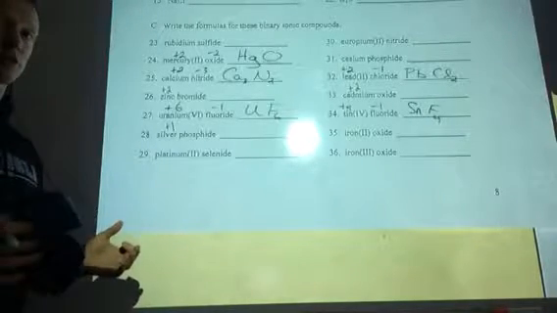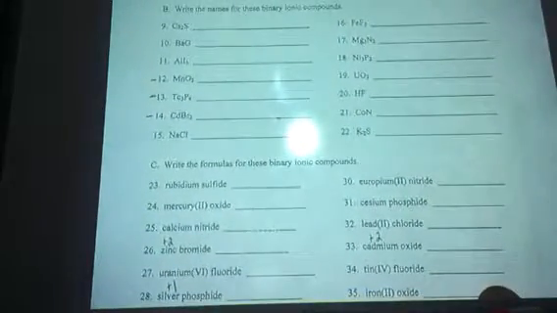So transition elements will have Roman numerals to tell you where the charge is because they have more than one charge. Main group elements will not have Roman numerals because their charges stay pretty consistent. All right, let's go back up to the middle part of this, and let's name some of these.